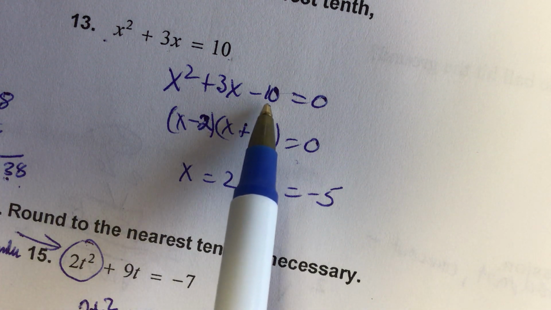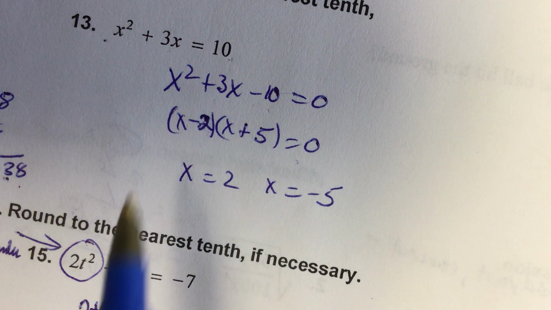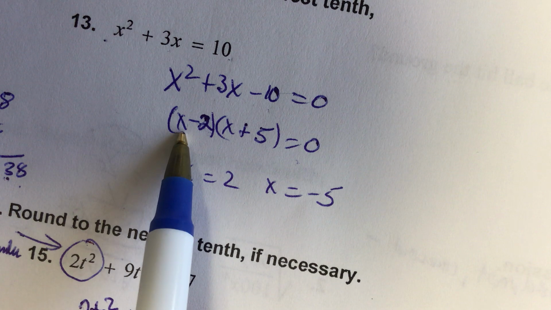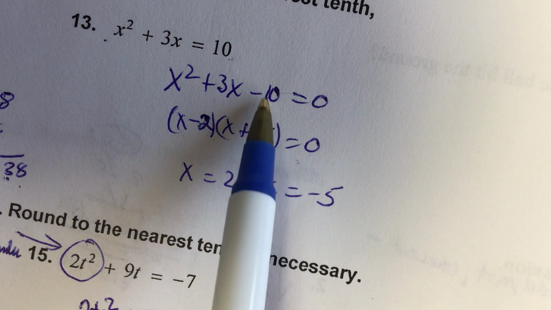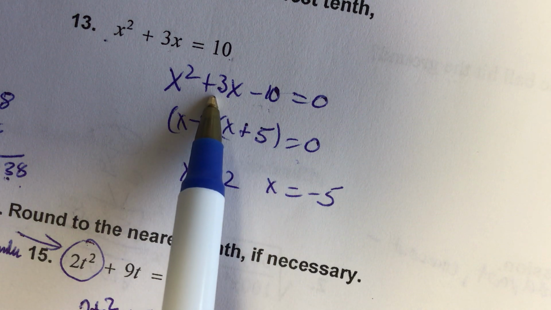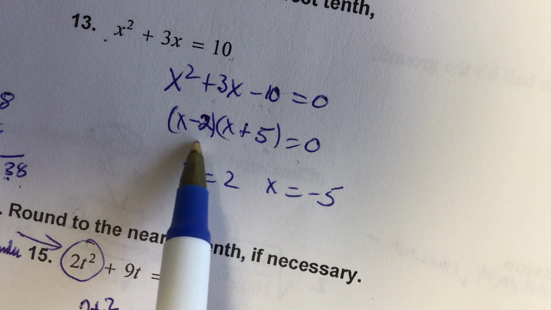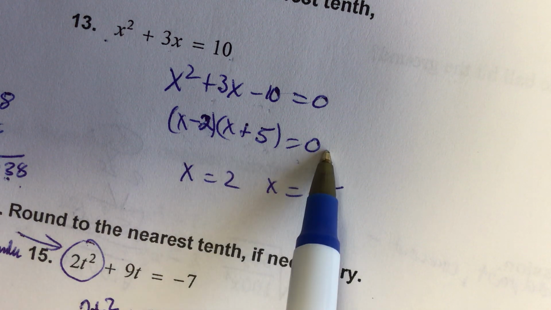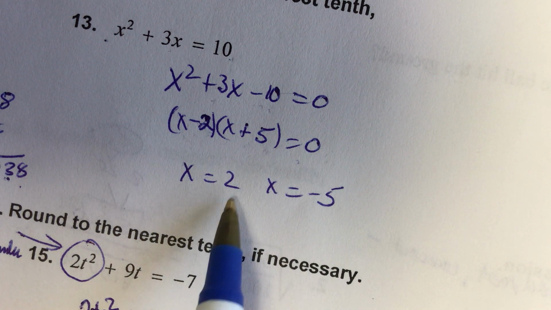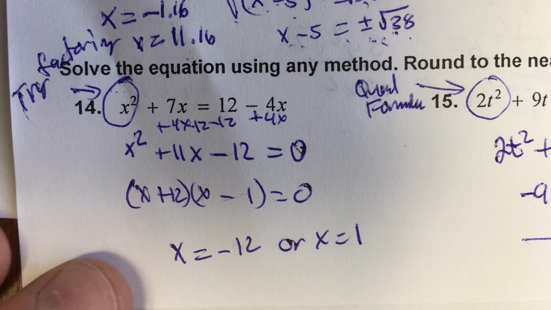This one happens to factor. What multiplies to be 10 and subtracts to be 3? 5 and 2. So I do two sets of parentheses, x and x, 2 and 5. It's a difference, so the signs are different. The bigger one gets the sign in the middle. So the bigger one, the 5, will be positive, and the 2 will be negative. Set each of those factors equal to 0 and get the x by itself. I'll add 2 to both sides. I'll subtract 5 from both sides. Those are my answers.